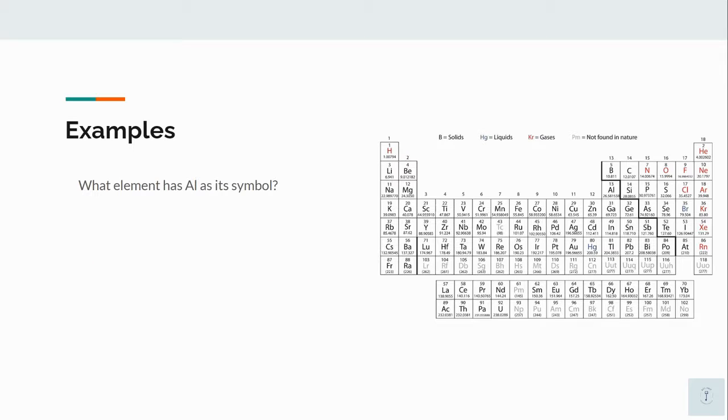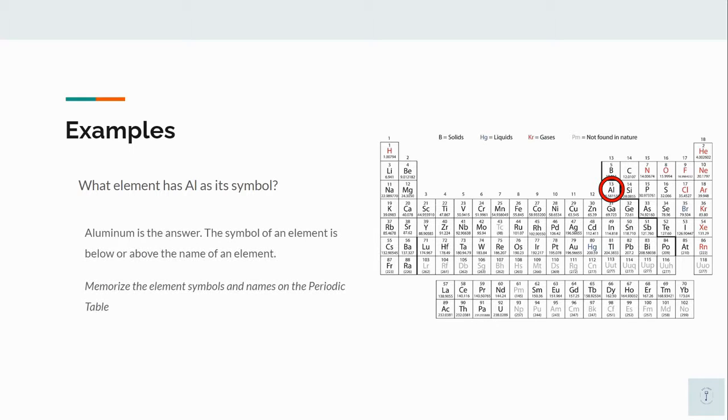And the third question, what element has Al as its symbol? On the periodic table to our right, it doesn't display the names of the elements, meaning that we would have to memorize the element names and symbols. So once you memorize that, you'll know that aluminum has the symbol Al, and therefore that is our answer. So aluminum is the answer. The symbol of an element is usually below or above the name of an element when it is displayed.